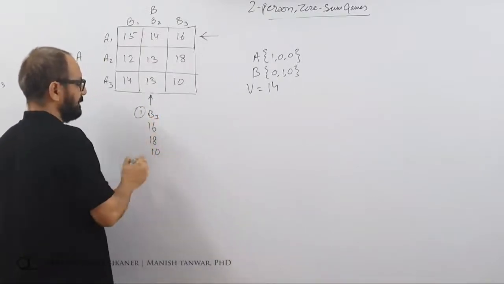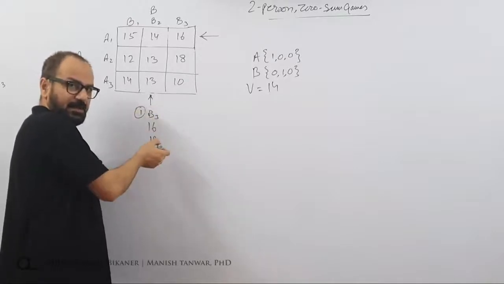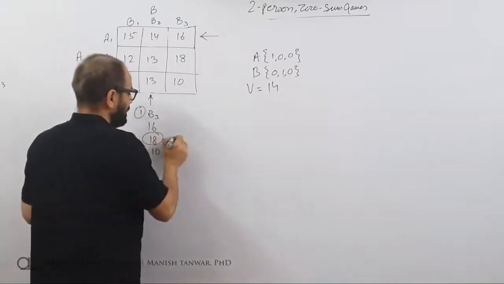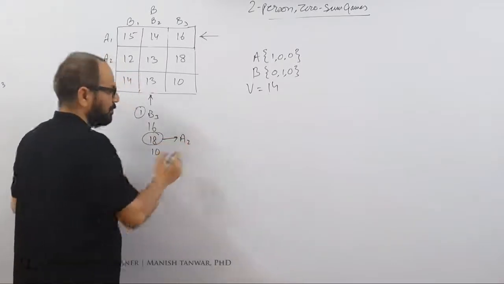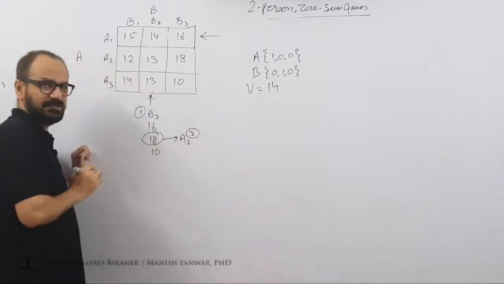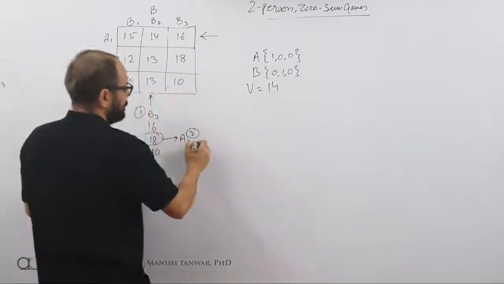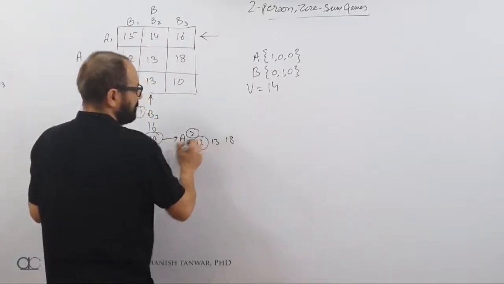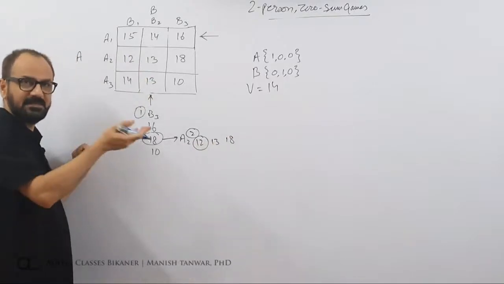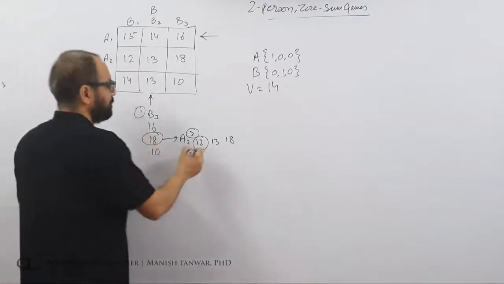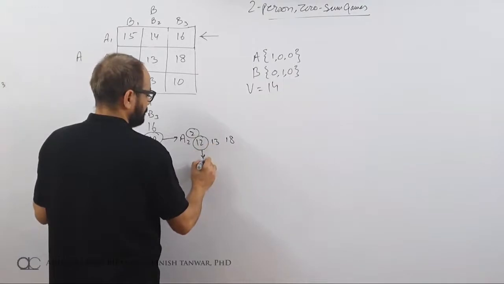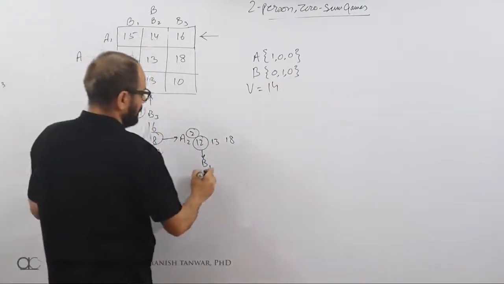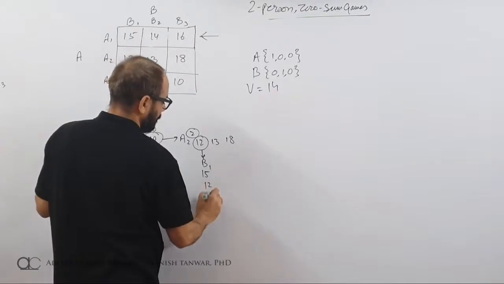First choice is B3. A has a choice to make. What is the best? 18 is best. Where is 18? In A2. This becomes my second choice. A2 is my second choice. So the returns are 12, 13 and 18. B will stick with 12 because for B it is a loss. So B has gone for B1. If B goes for B1, it will take 15, 12 and 14.